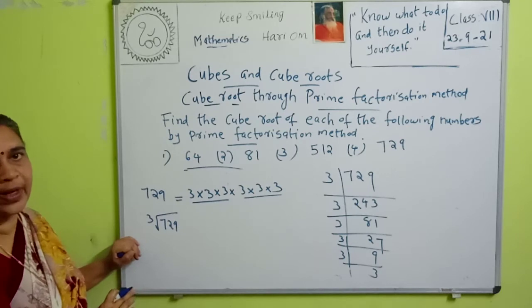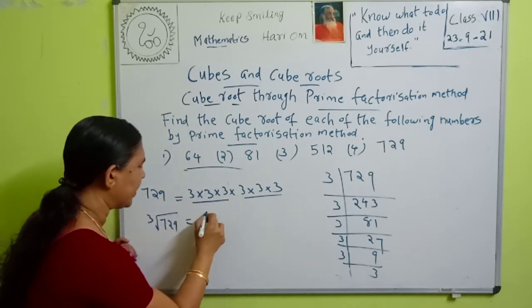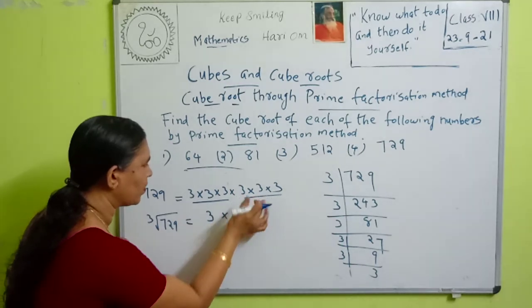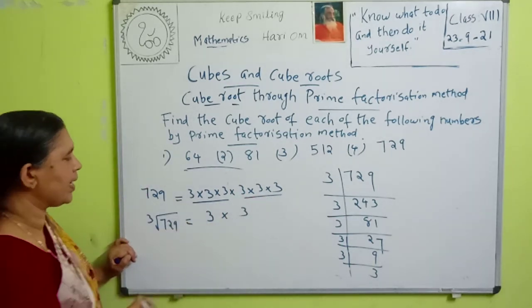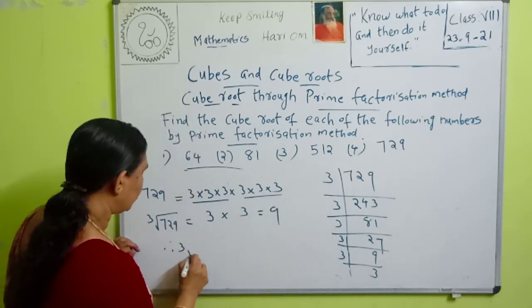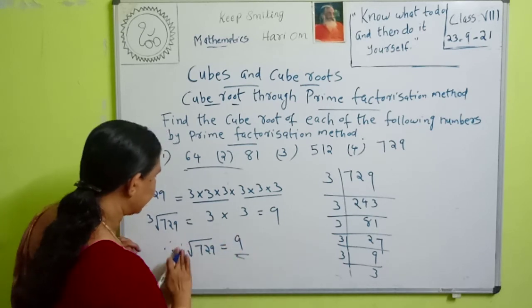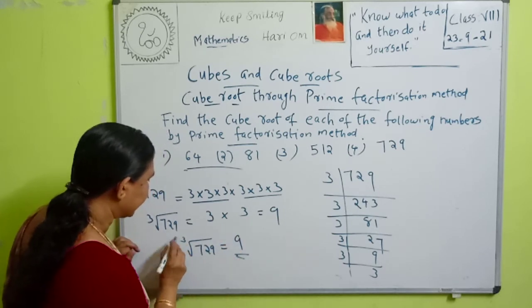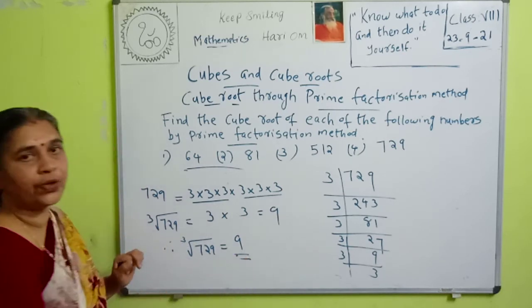We take 1 from each triplet and find the product. Then from this triplet we take 1, 3. And from this also we take 1, 3. Then what is 3 into 3? 9. Therefore, what is the cube root of 729 is equal to, this is the cube root symbol. Write 3 here. Cube root of 729 is equal to 9.